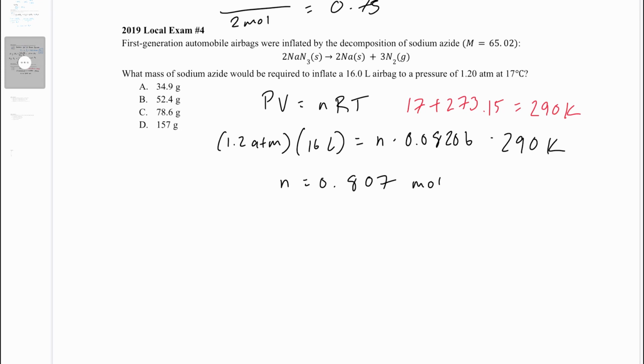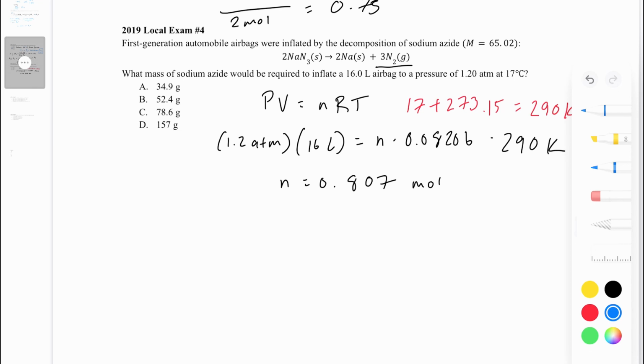But what is this figure and why is it important? First of all, this figure represents how many moles of N2 is produced. The reason it's N2 and not any of the other things is because we're dealing with the ideal gas law, and the only gas in this entire equation is the N2 that's produced by the reaction. Now, the question does not ask for N2. It does not ask for nitrogen. Instead, it asks for sodium azide.